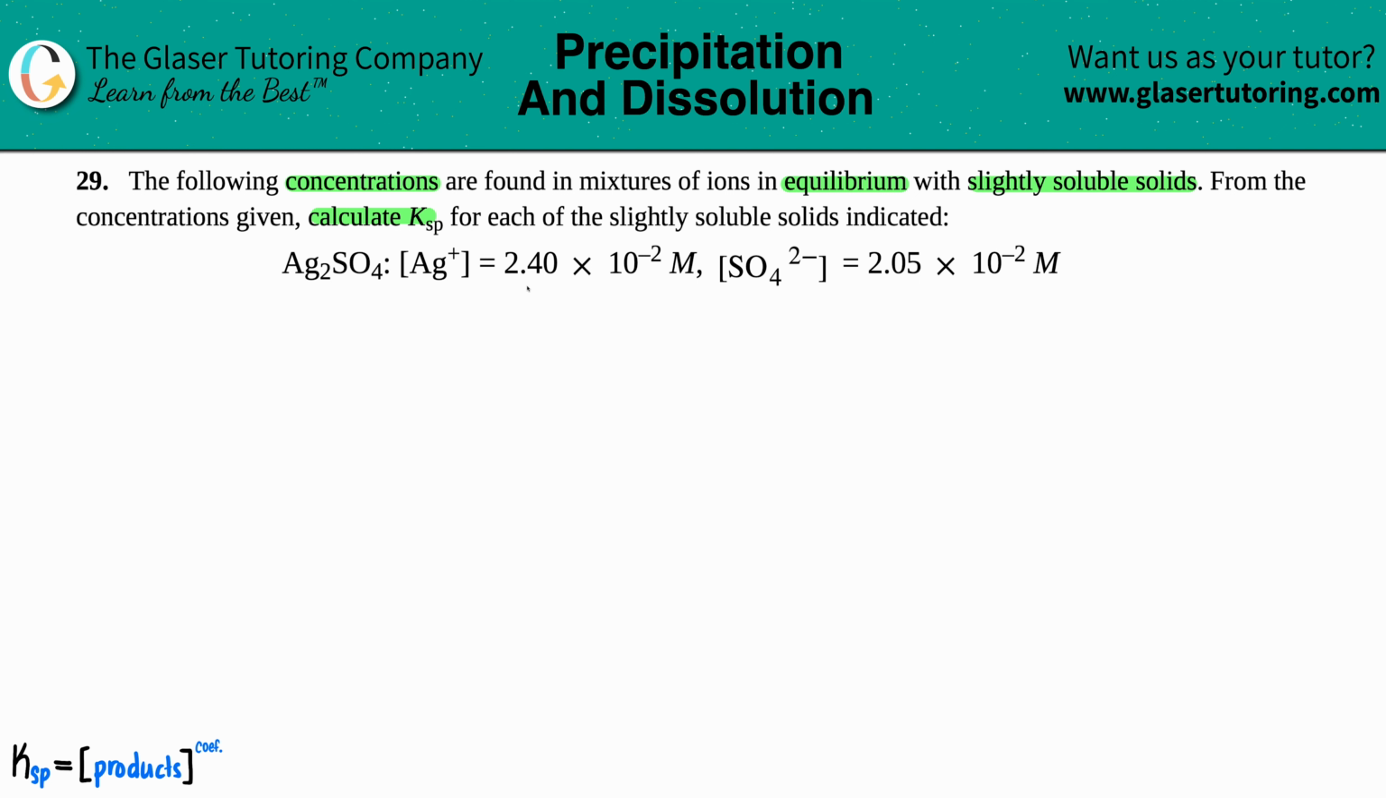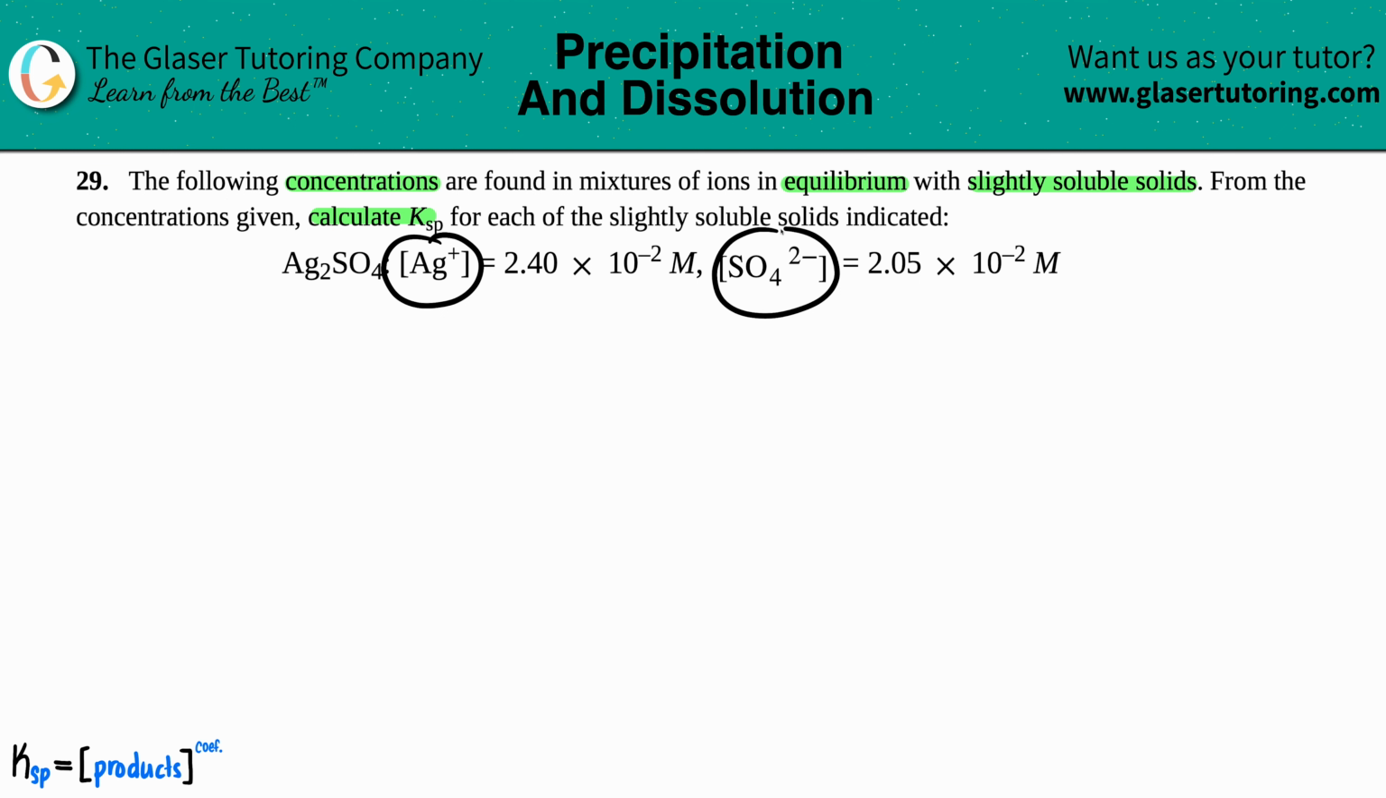The silver ion concentration is 2.40 times 10 to the negative second molarity, and the sulfate, the SO4 2- concentration, is 2.05 times 10 to the negative second molarity. From this, we have to calculate the KSP. Now remember, KSPs always come from a balanced equation, and we're always going to take that slightly soluble solid, it's a solid nonetheless, right, of Ag2SO4, and just break it down into its two ions.